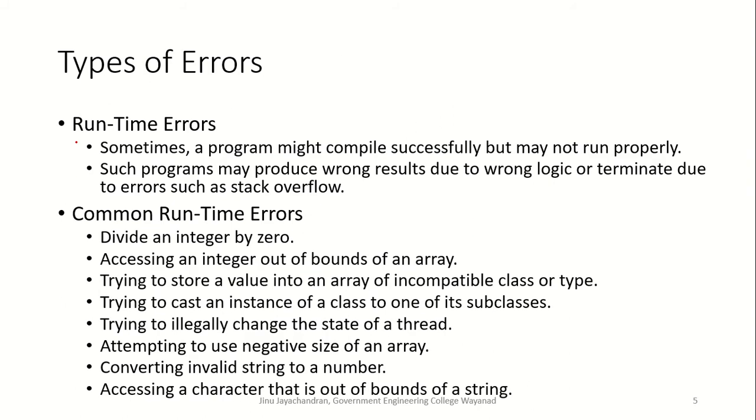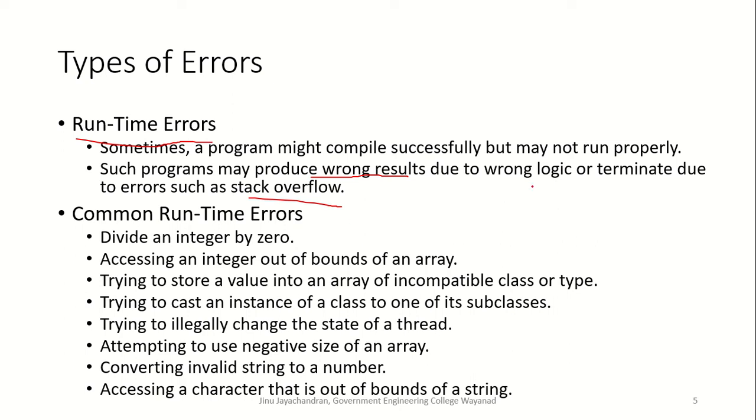The next type of error is called a runtime error. A runtime error is the one which the compiler cannot catch. When you execute the code and see the output, then you know that there is some problem with your code. Basically, it produces wrong results due to wrong logic, or terminates due to errors such as stack overflow, for example some memory exception, etc. That cannot be caught by the compiler. Common runtime errors include divide by 0. That's the most common runtime error, that you cannot divide a variable by 0.